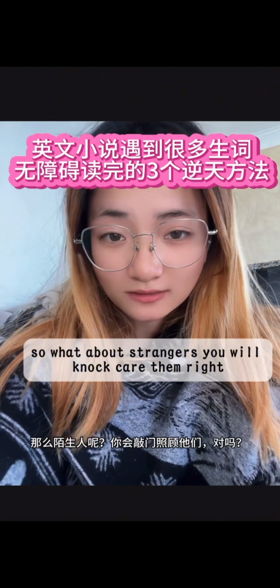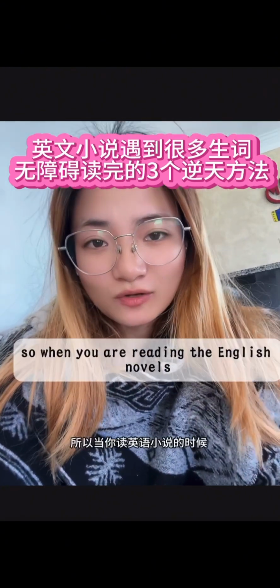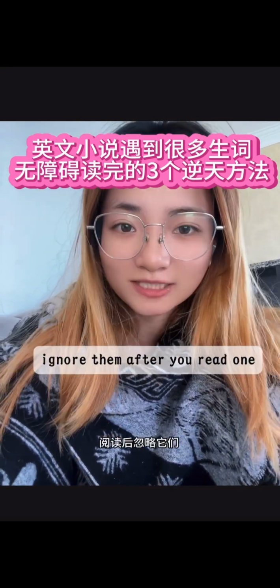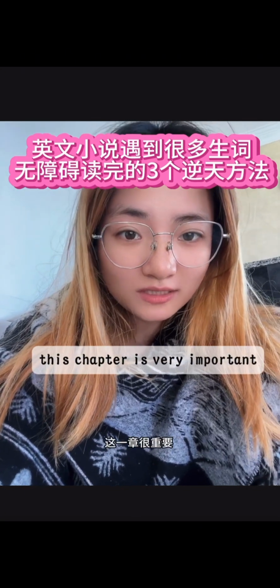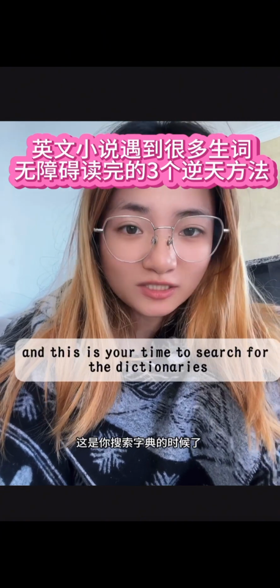So what about the strangers? You will not care about them, right? You will ignore them. So when you are reading English novels, you can use the same way: ignore them. After you read one chapter and you still think this chapter is very important for you, this is your time to search the dictionary.